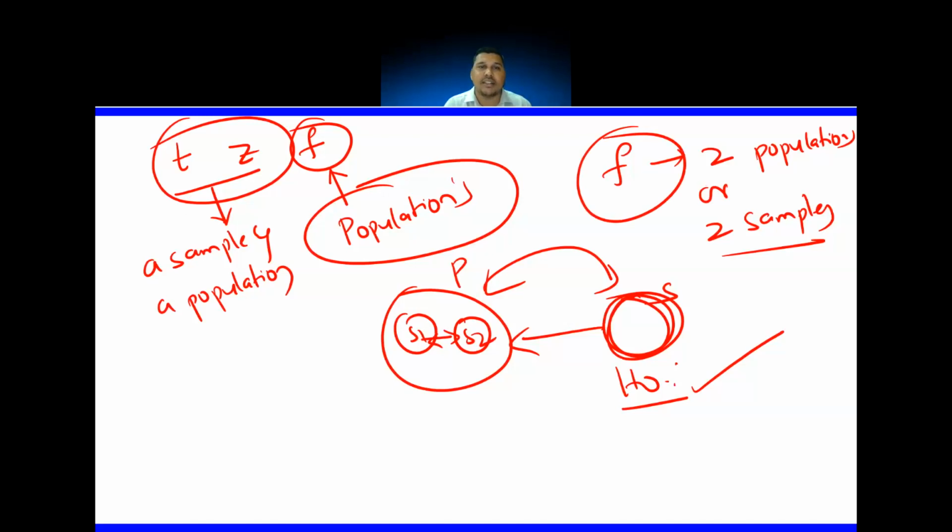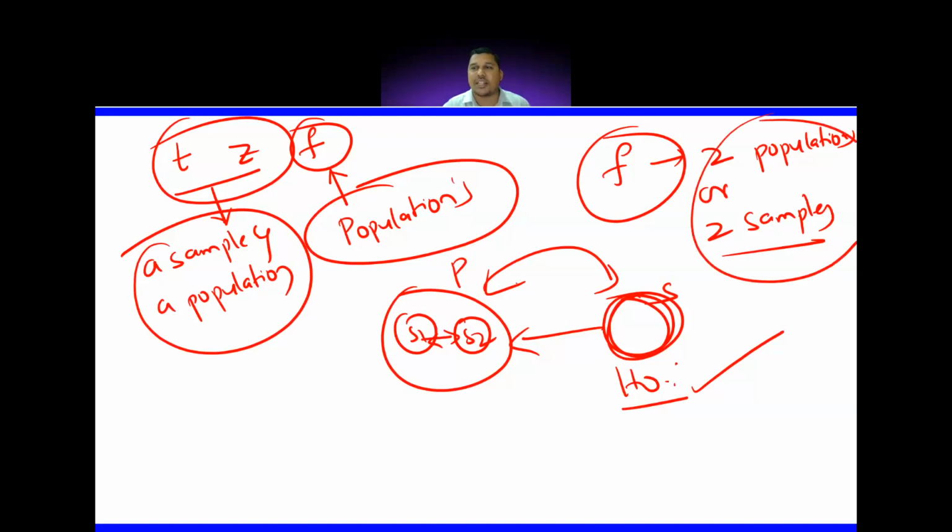So again, there is a category. T and Z are about population and sample. F is about either populations or samples. So we'll talk about T test and Z test first. T test and Z test.